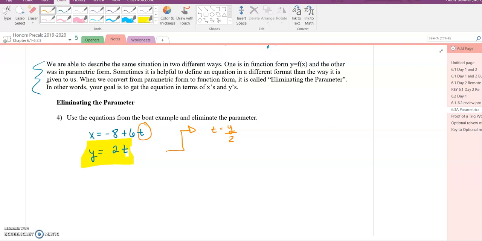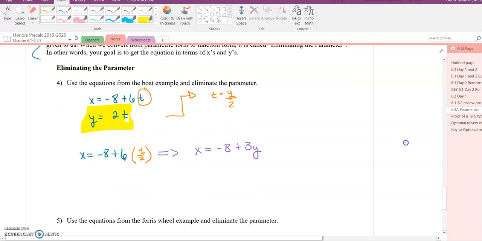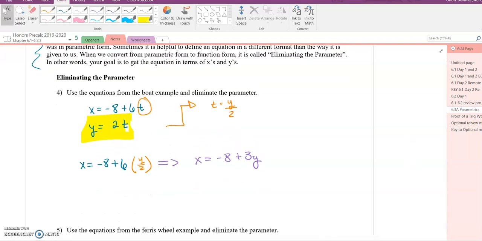So I'm going to go ahead and say x equals -8 plus 6. I'm going to take that y over 2 and simplify. I have simplified my equation. You can see that in purple. Now I want to get y in terms of x. So just some basic algebra here. I'm sorry, that should be an 8. And so I get y equals 1/3 x plus 8/3.